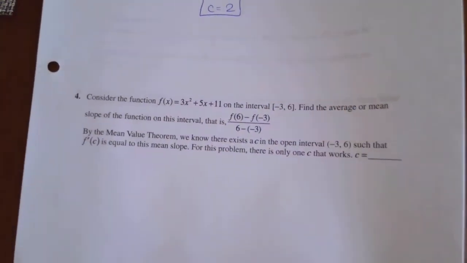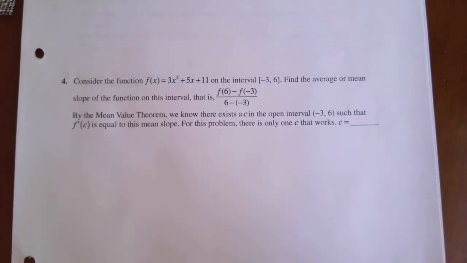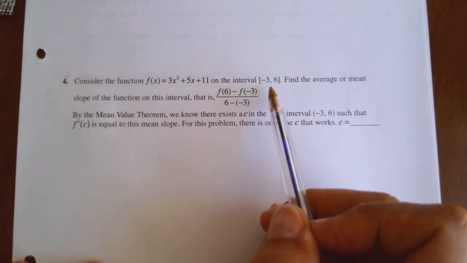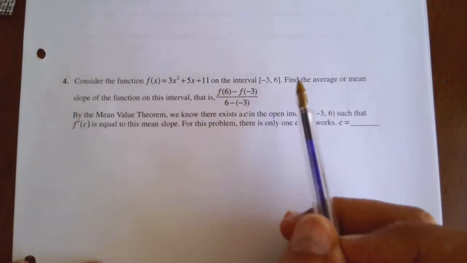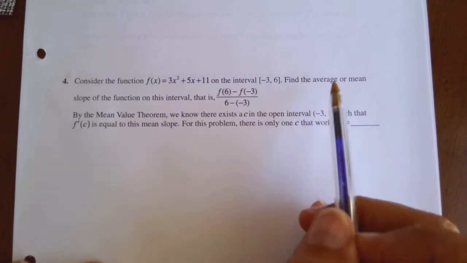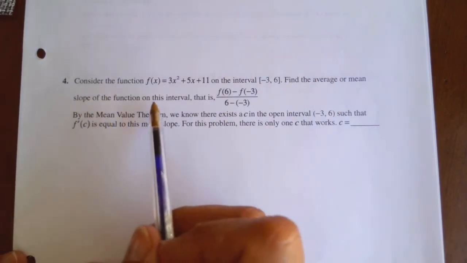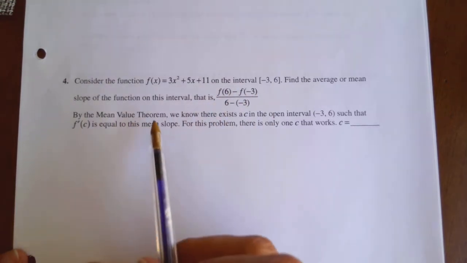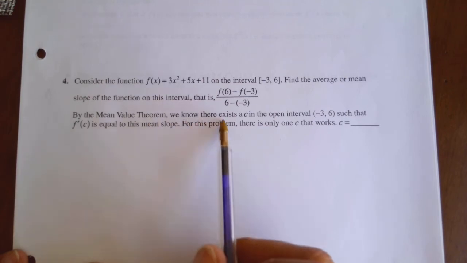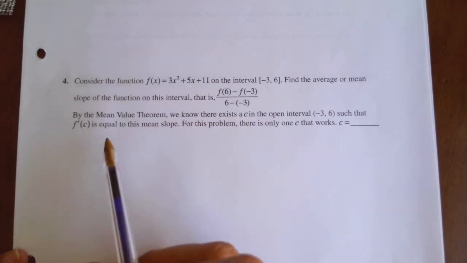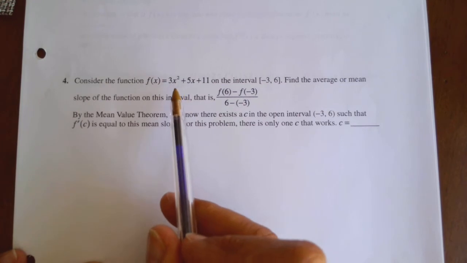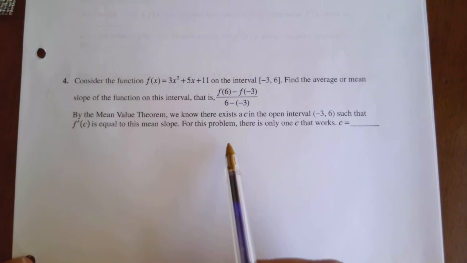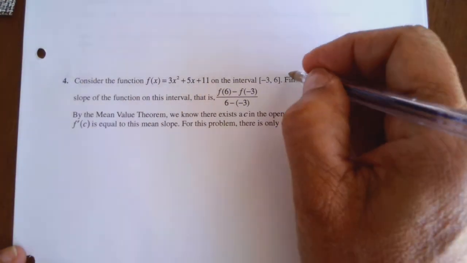All right, number 4, mean value theorem. So we have a function, again a parabola, which is definitely continuous on -3 to 6. Find the average, or the mean slope of this function. So that means find the slope of the endpoints. And then, using that slope by the mean value theorem, I know that I can set the derivative of this function equal to this slope value and find another value that equals that. Okay?